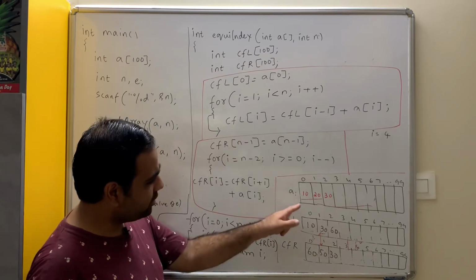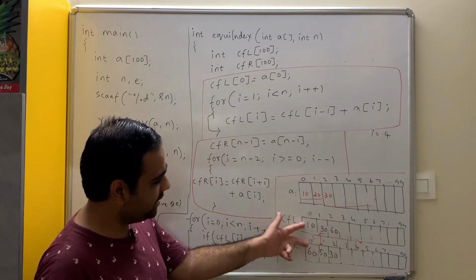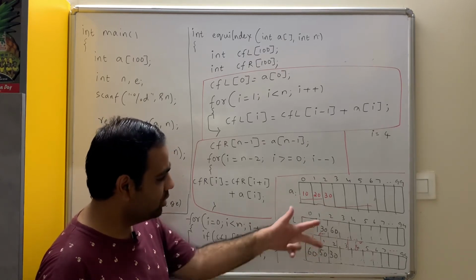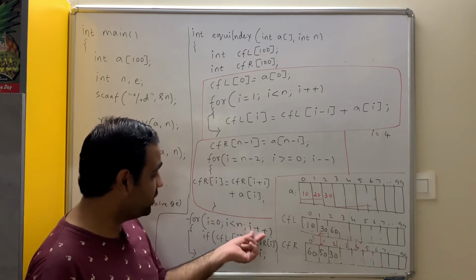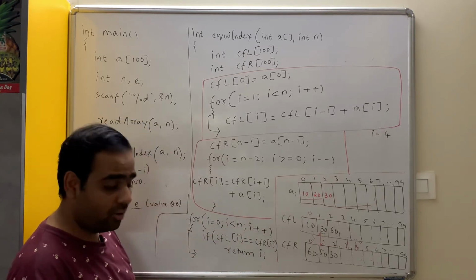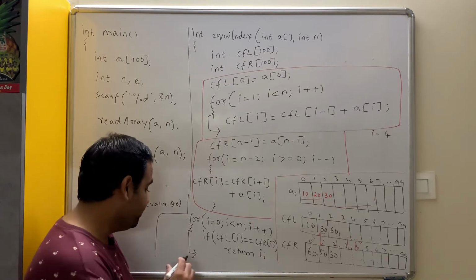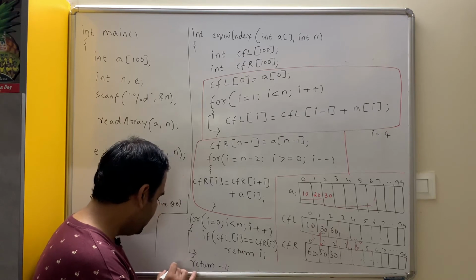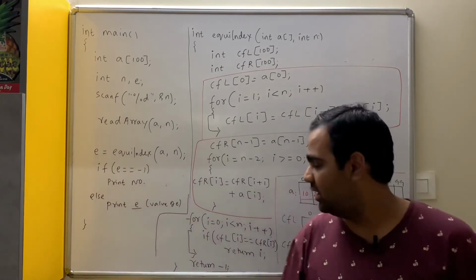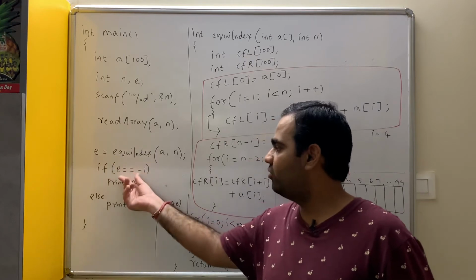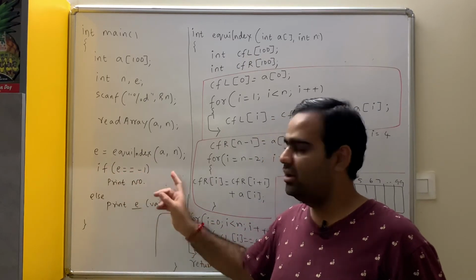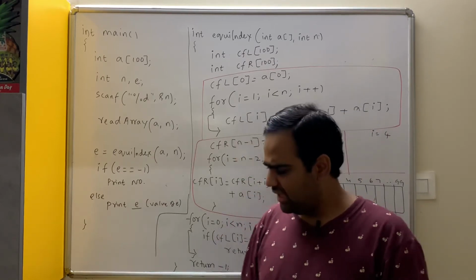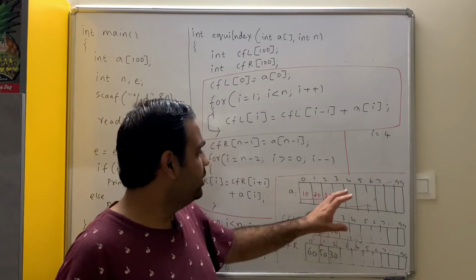Cumulative frequency of LHS of 0 is 10, RHS is 60, 10 equal to 60, no, I plus plus 1. 30 equal to 50, no, I plus plus 2. 60 equal to 30, no, I plus plus 3. 3 less than 3 is false. You come out, it means no equilibrium index. And if no equilibrium index, what you should return? We should return -1 and we stop the code over here. Now -1 will be returned, E is -1, -1 equal -1, and it says no equilibrium index. This is how we find the equilibrium index using the cumulative frequency method.